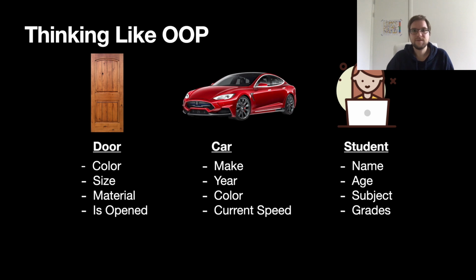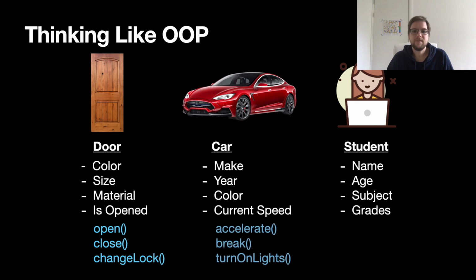So every object can have some properties that describe the object. And you can have multiple cars or multiple doors. So you can have multiple objects of the same kind with slightly different properties. And it's perfectly fine to have, for example, two cars with different colors. Every object can also have some methods, some actions that you can perform on it. For example, a door: you can open the door, you can close the door, you can change the lock. A car: you can accelerate, brake, turn on the lights. And a student can study, eat, sleep.